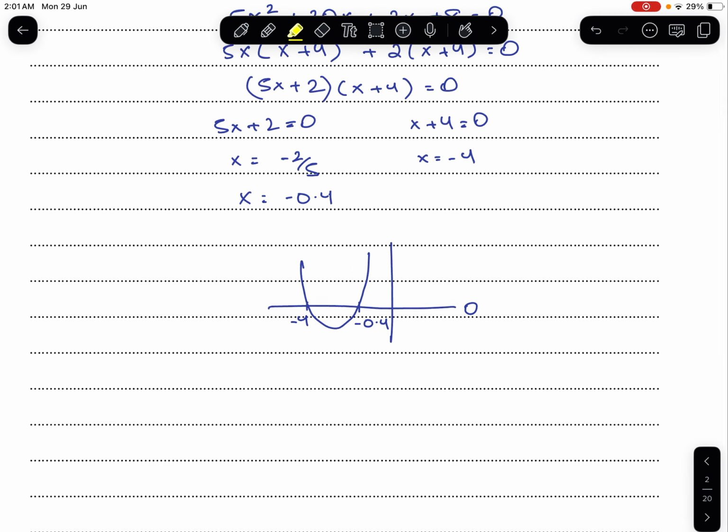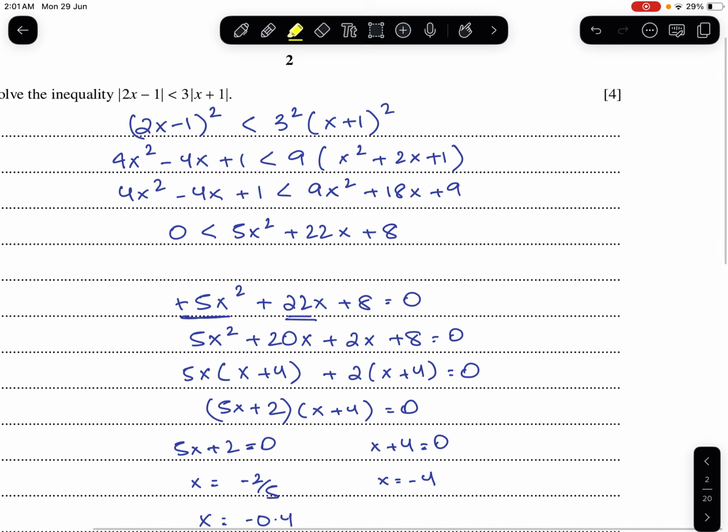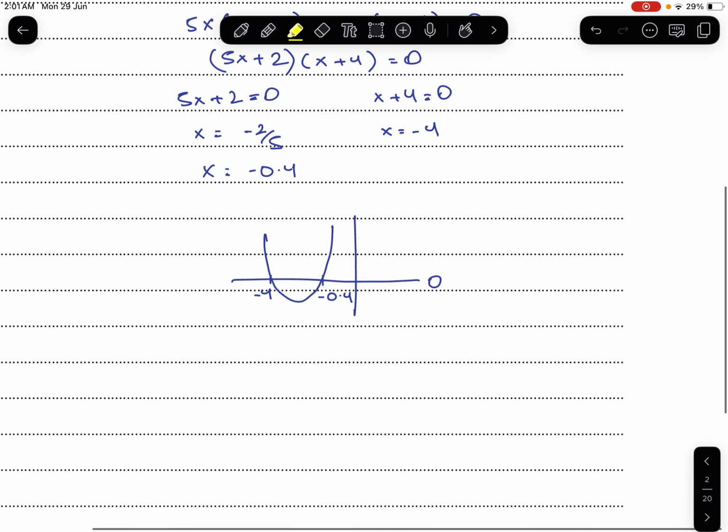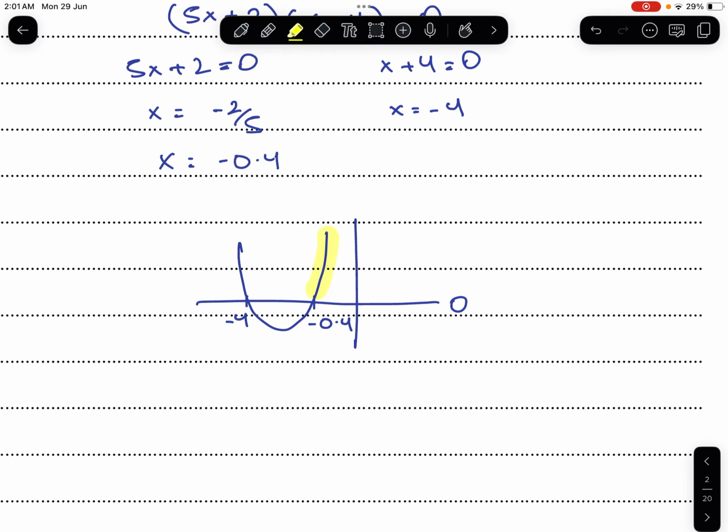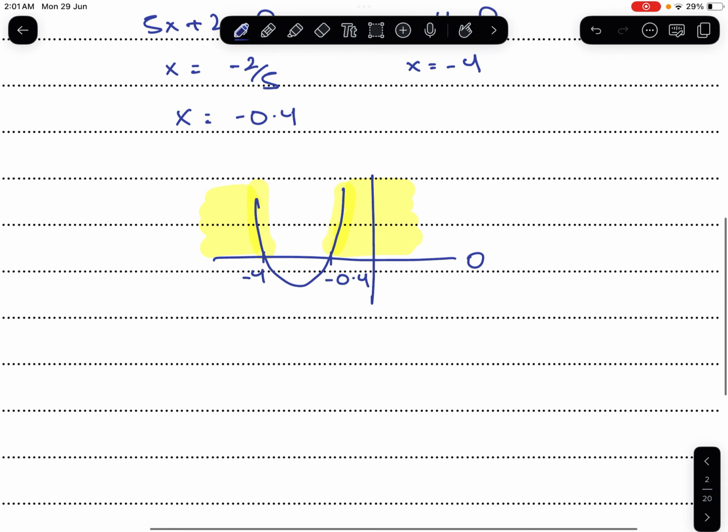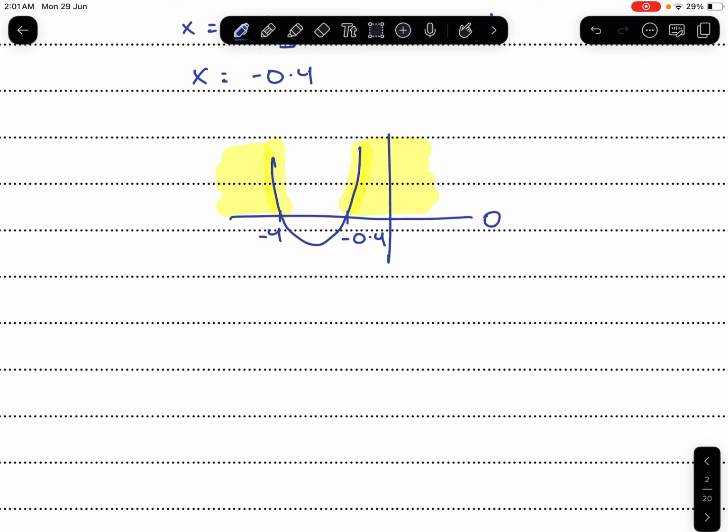And another thing we need to look at is that we have our equation greater than 0. So that means we're looking at these parts of the curve that are above 0. So essentially we want this area, so let's decide the inequalities for this now. This part would be x is less than minus 4, and this other right side yellow part would be x is greater than minus 0.4.